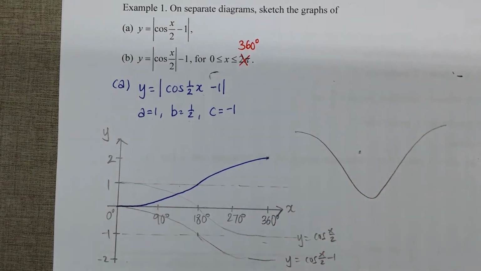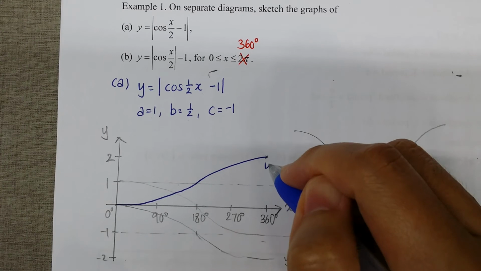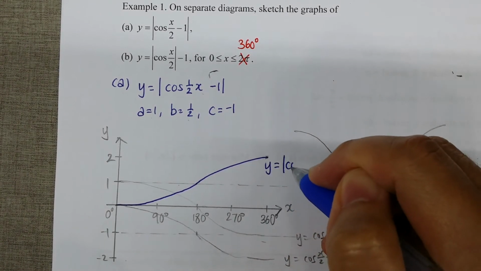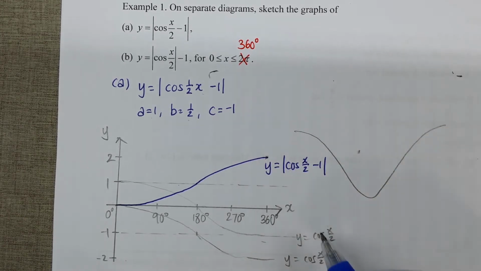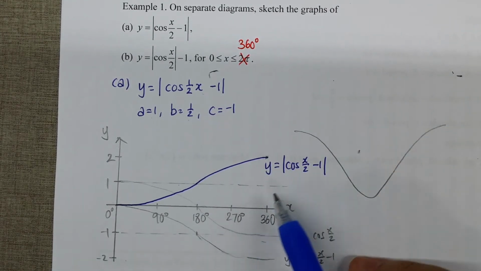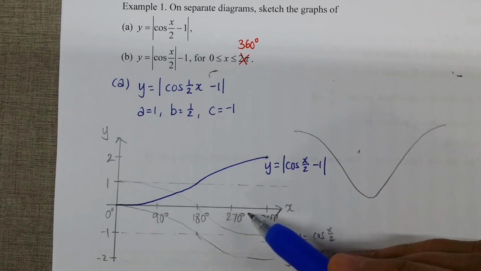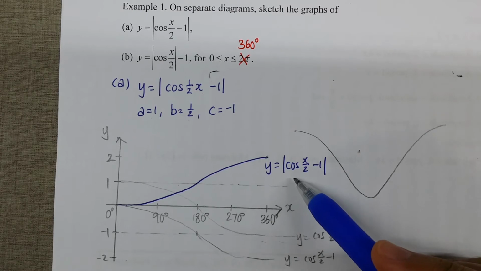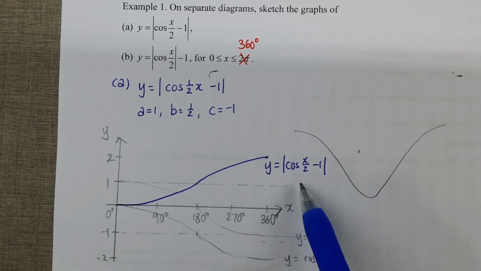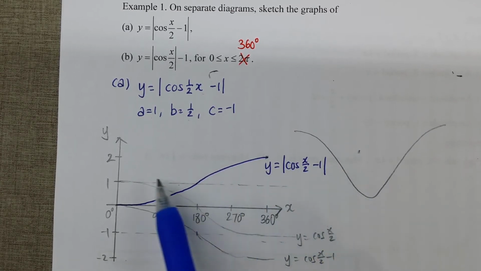Alright, so this is the graph y equals modulus cosine x over 2 minus 1. For my case, I'm teaching you, right? So I left my graph here in pencil for you to compare. Y equals cosine x over 2, y equals cosine x over 2 minus 1. Then this is the actual graph. You need to draw in pencil. Okay? The highest point is 2, the lowest point is 0.